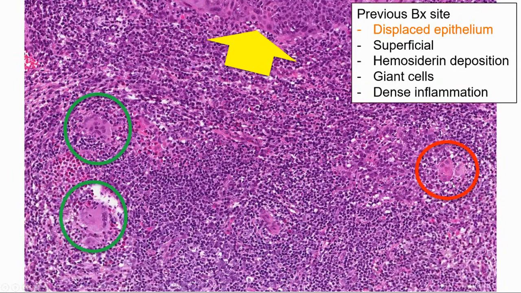I would not count neoplastic squamous elements that are associated with heavy hemosiderin deposition, reactive fibrosis, or giant cell reaction because they're probably displaced in nature.